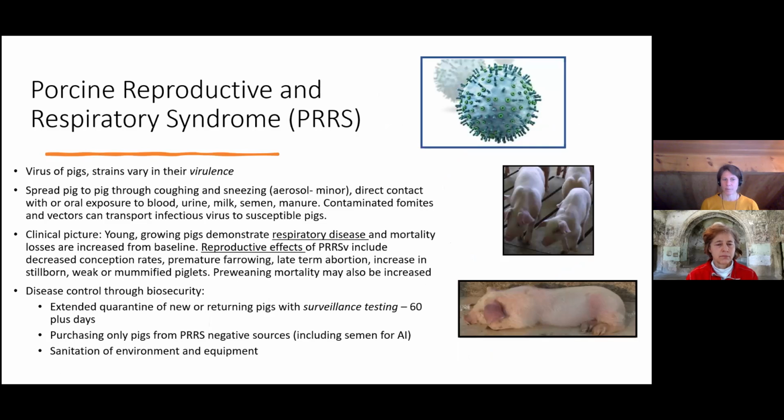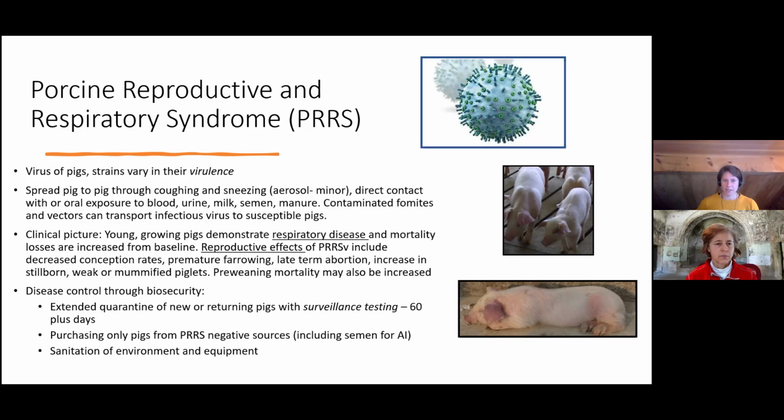PRRS is spread from pig to pig through coughing and sneezing. So again, this is aerosol transmission. It also spreads through direct contact with or oral exposure to any PRRS infected fluids of a pig. So that would be blood, urine, milk, semen, and manure. Contaminated fomites and vectors are also important in transporting this virus from a sick pig to susceptible pigs. So PRRS is really spread by almost all of the transmission routes that we talked about in part one.